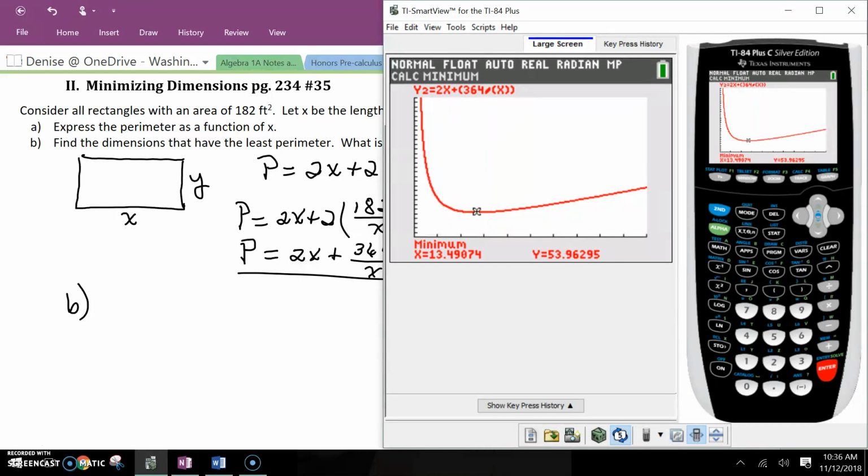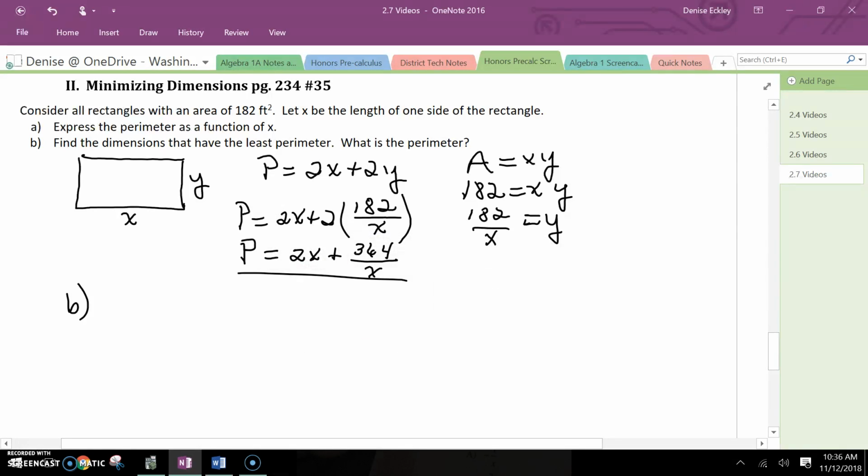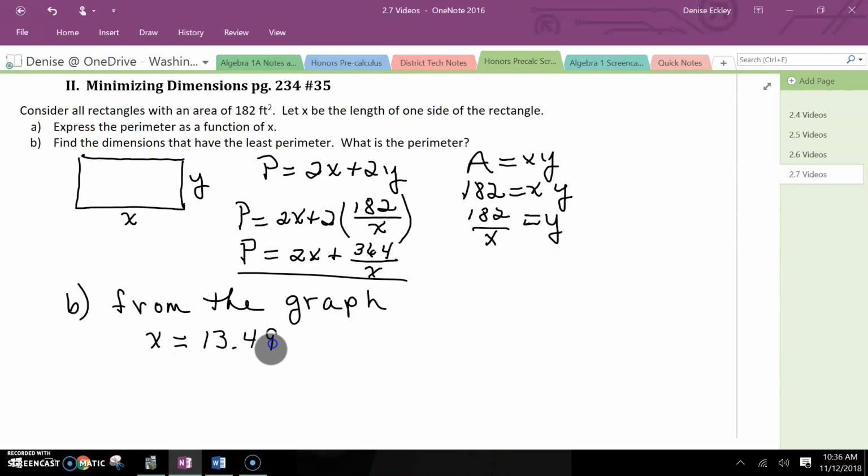And I can see that it's giving me a minimum value of 13.49, and that would be the perimeter of 53.96. So I have my answers to part B. So from the graph, I get a length of 13.49, and that would be feet, and the perimeter is going to be 53.96 feet, and that's going to be the answer.